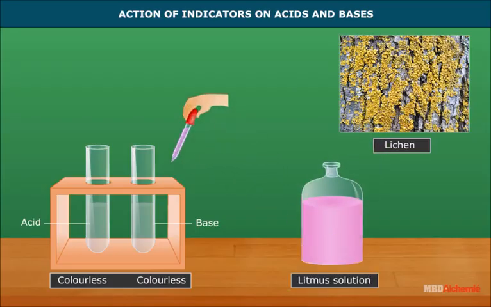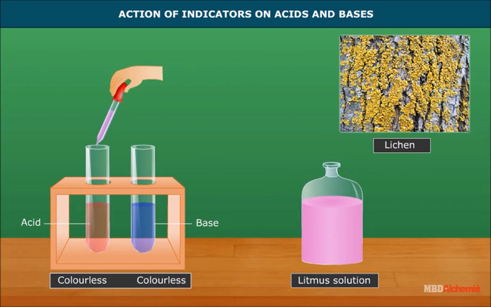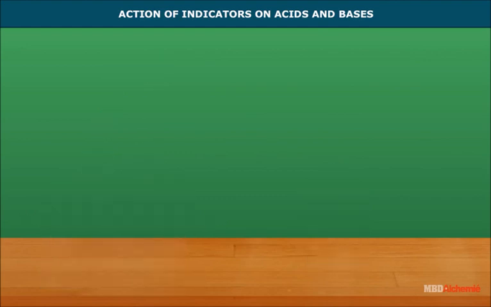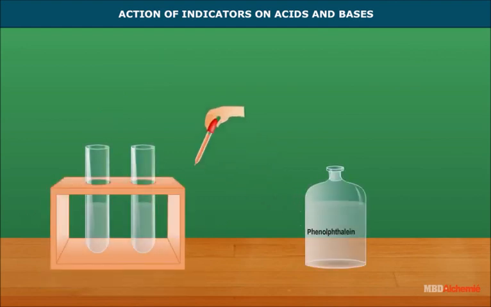When litmus solution is added to a base, it turns from colorless to blue, and in acidic medium, it turns from colorless to red. When methyl orange indicator is added to a base, it turns from colorless to yellow, and in acidic medium, it turns from colorless to red. Phenolphthalein indicator turns pink in basic medium.